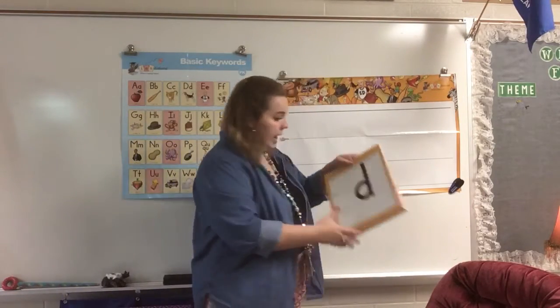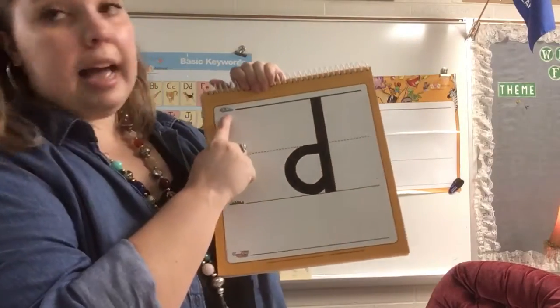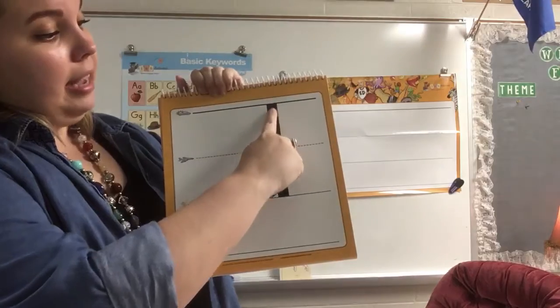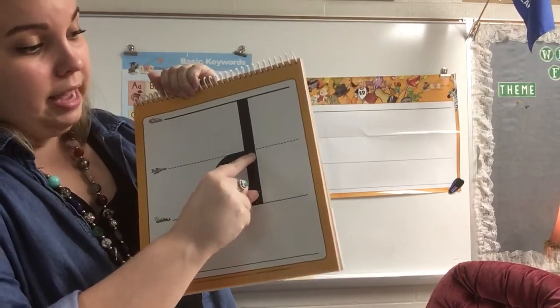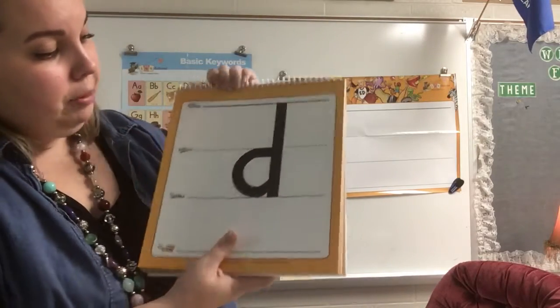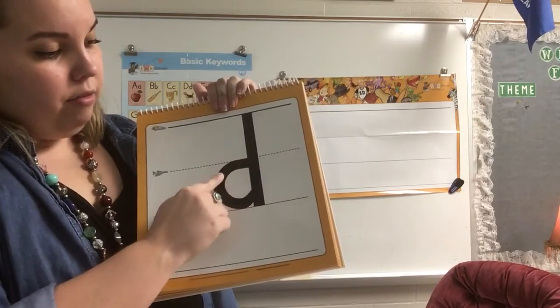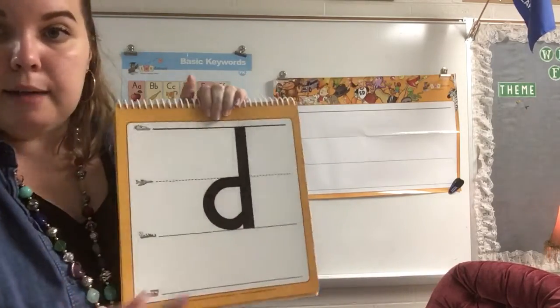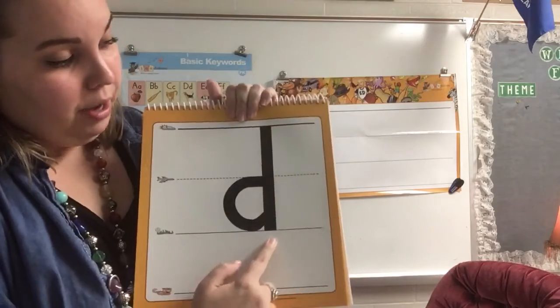So our lowercase d starts at the skyline. You do a line down and stop. Come back up to the plane line, curve around to the grass line and stop. You know what's interesting is this part is kind of like our C. We curve around from the plane line to the grass line and stop. So it's kind of like the same shape as the C, but we got a line down right here, okay?